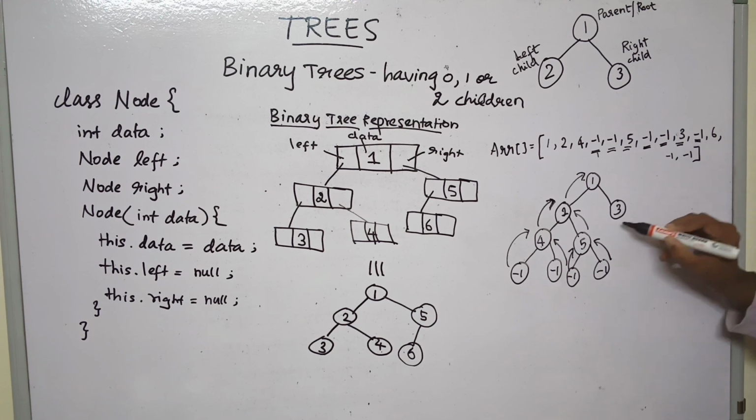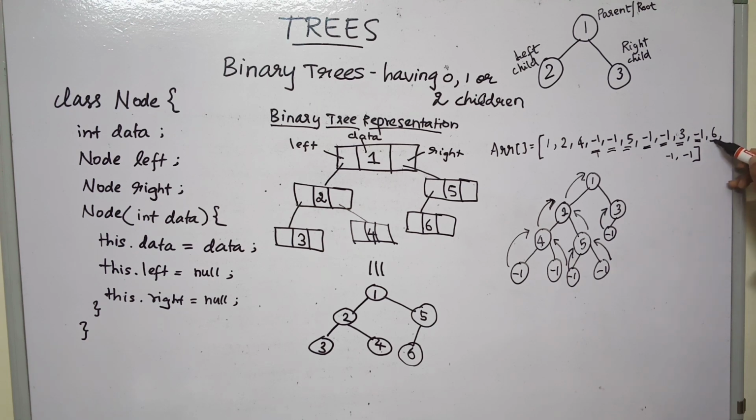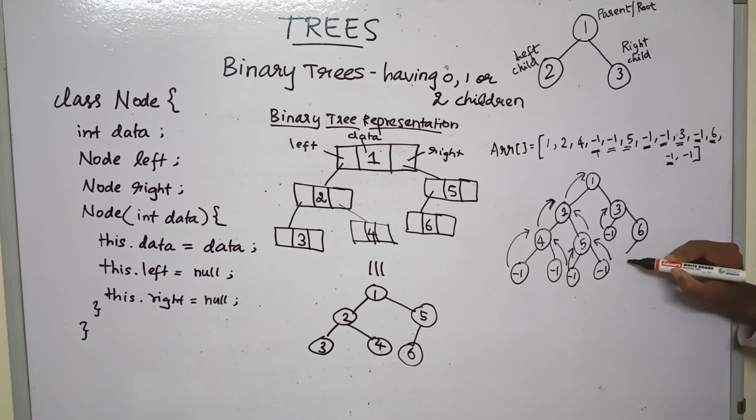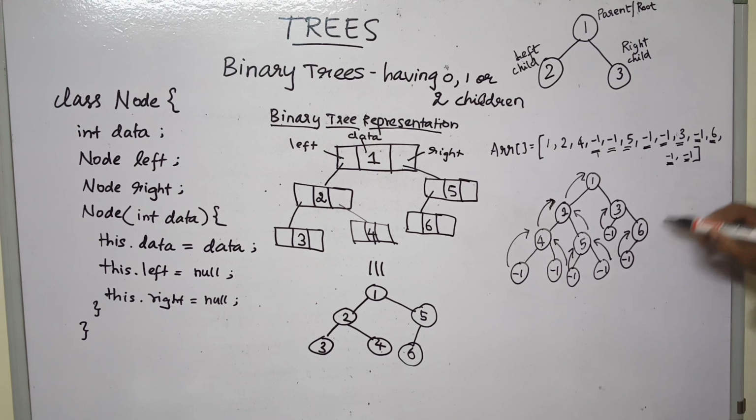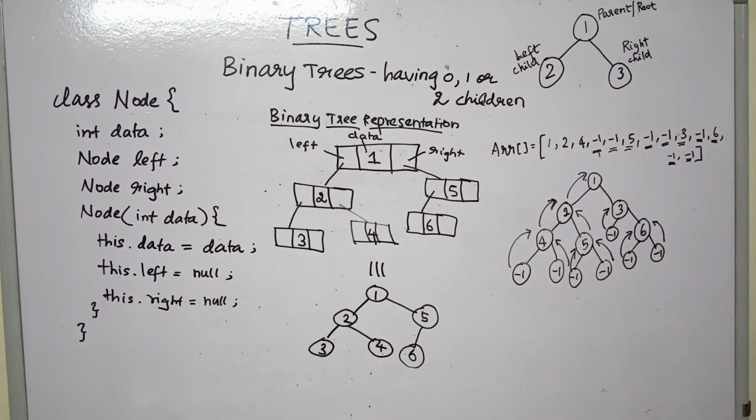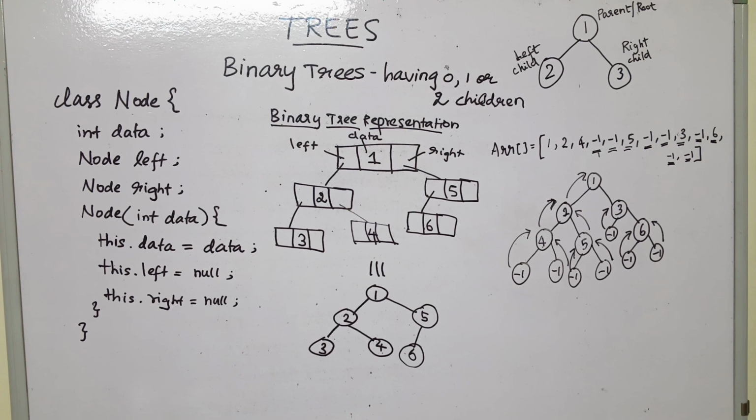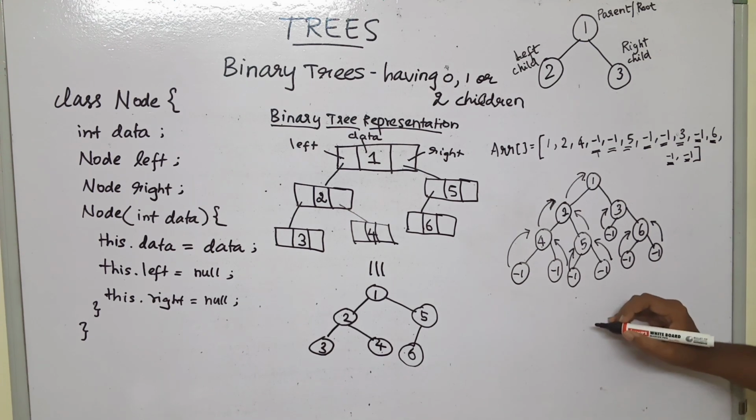After 3 there is a -1. So there is no left child for node 3 and we'll move back and then create the right subtree for node 3. 6 will be the right child of node 3. Then we'll encounter a -1, move back, again -1, so move back. So always remember that for each node the left subtree will be created first and then we'll create the right subtrees, okay?